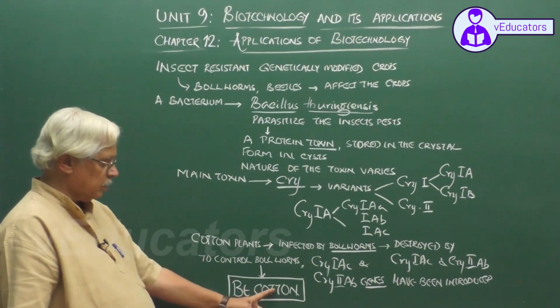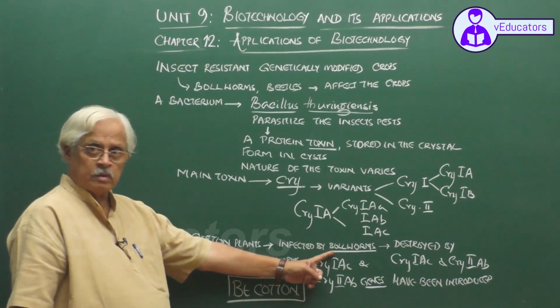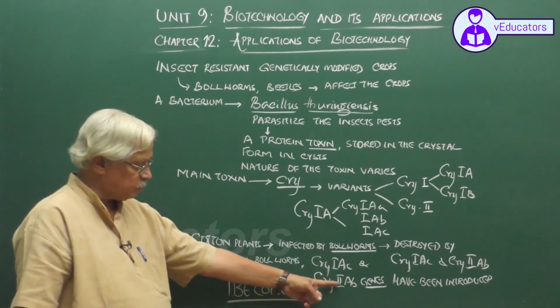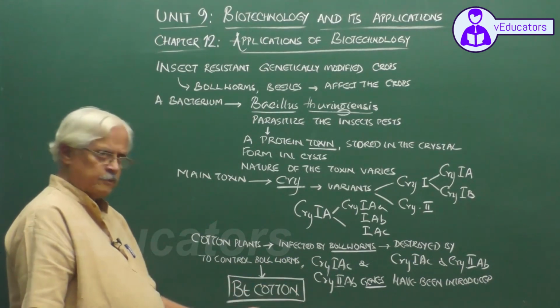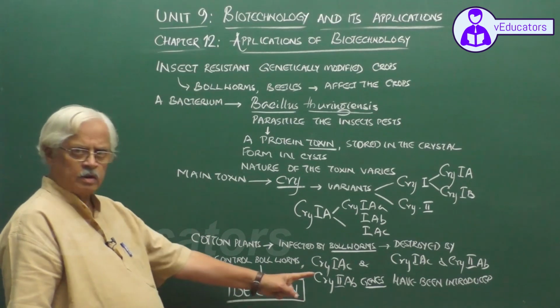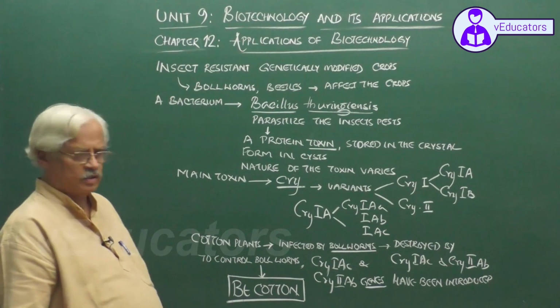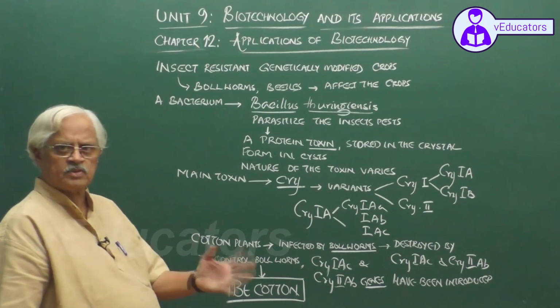So this BT cotton, in case it is infected by the bollworms, because of the production of toxins in the cotton fibers by the newly introduced genes, the bollworms get destroyed and the yield is normal.